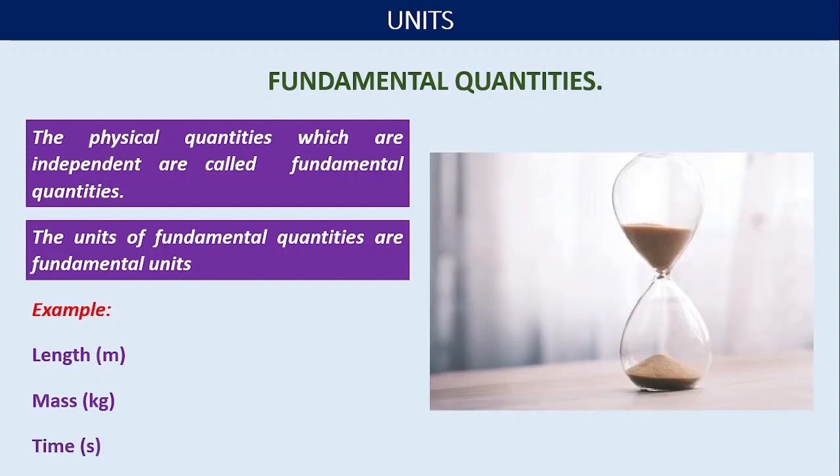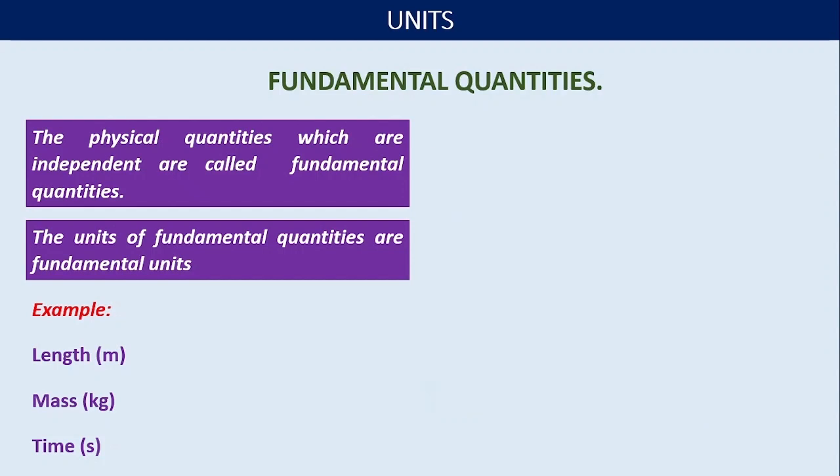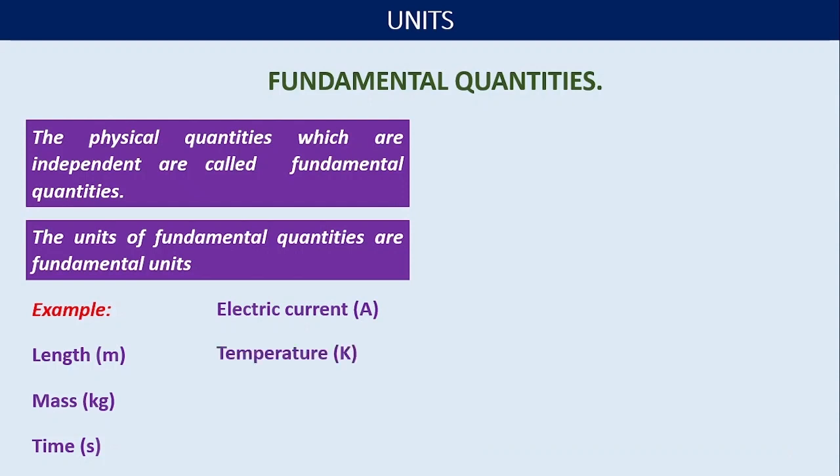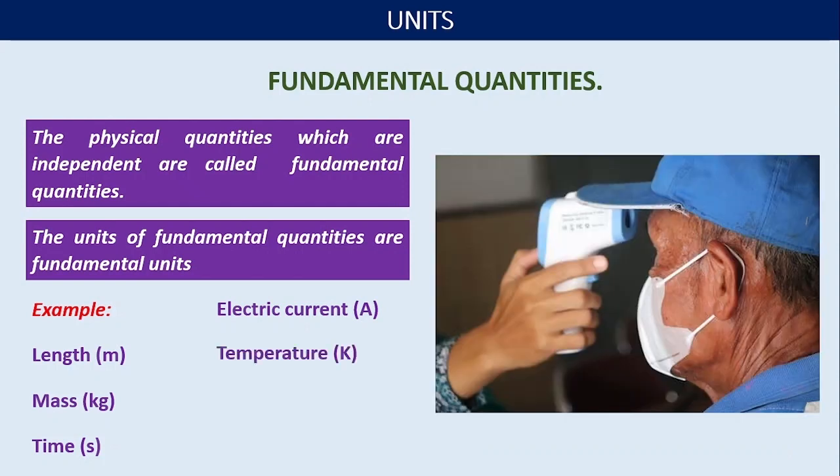Time. The time between the two events, what is lapsed is the time. It is measured by second. Then electric current, that is measured by a meter called ammeter that measures how much current flows through a conducting wire in a circuit. Temperature, it is measured in terms of Kelvin.